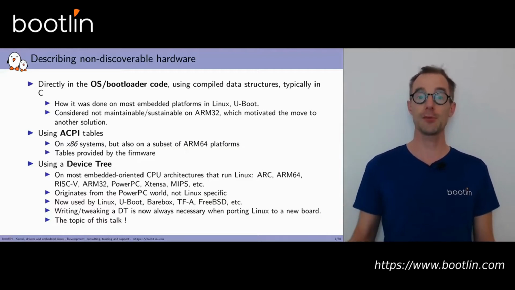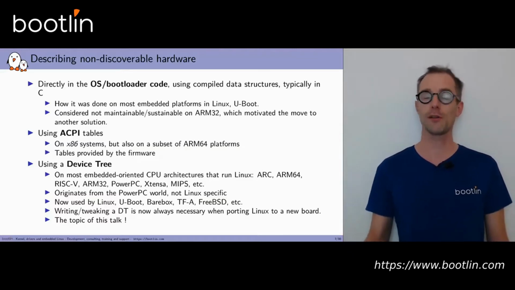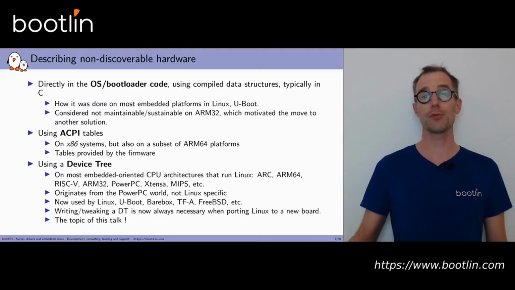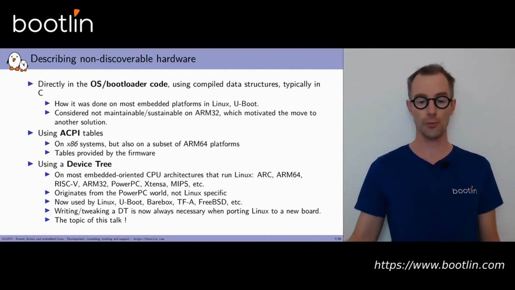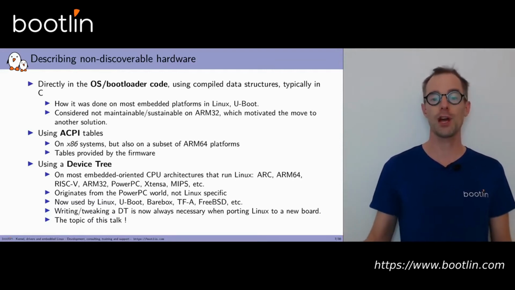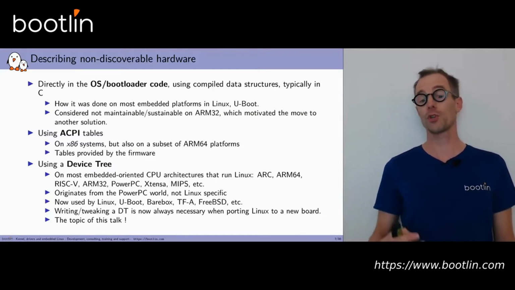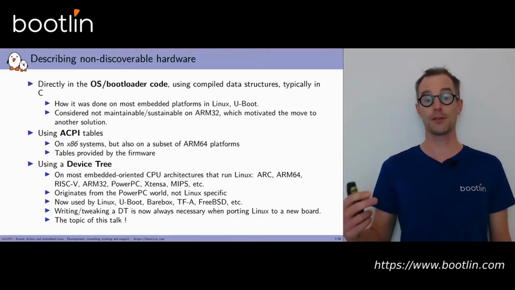In this case, the ACPI tables are provided by the firmware, so on x86 systems it would be your BIOS, that provides those tables to the bootloader and to the operating system, and those tables describe the non-discoverable aspects of the hardware. Another solution, which is the main topic of the talk today, is the device tree.